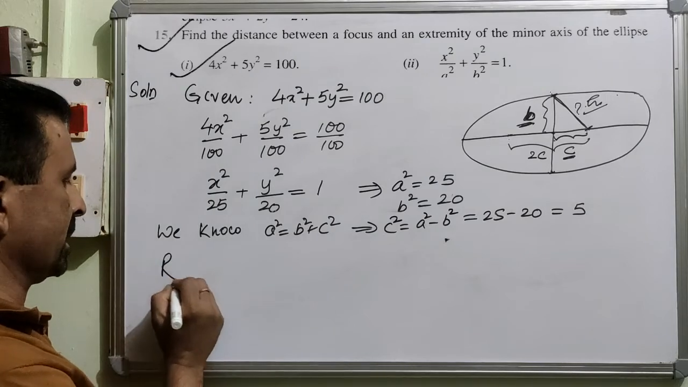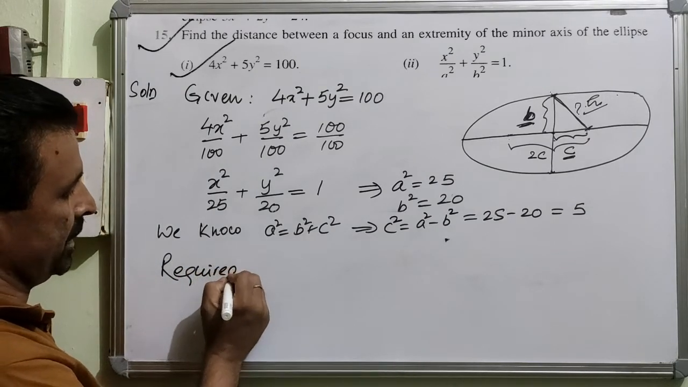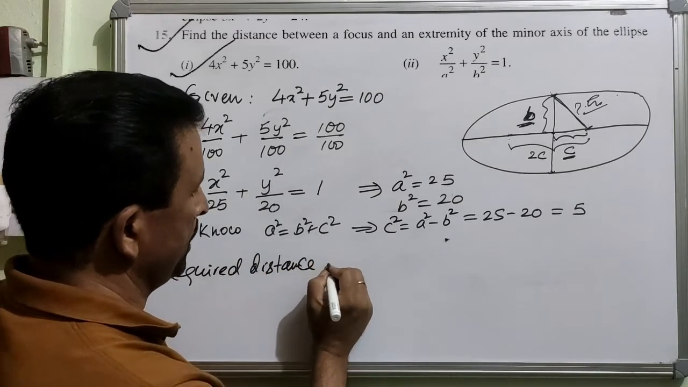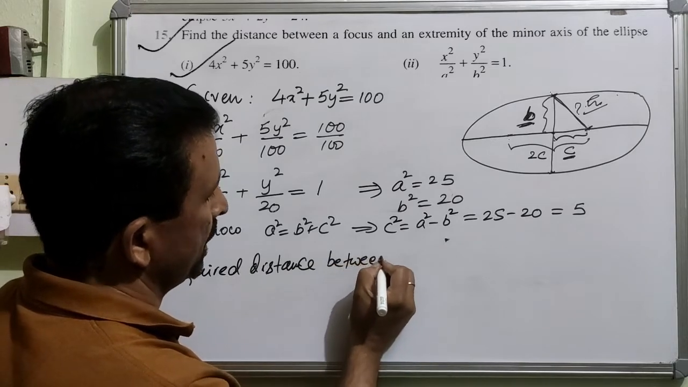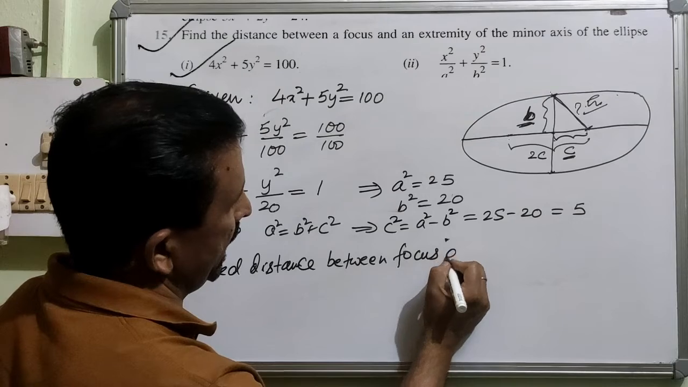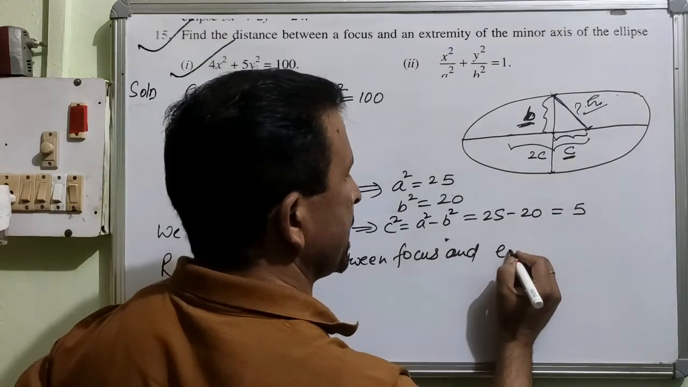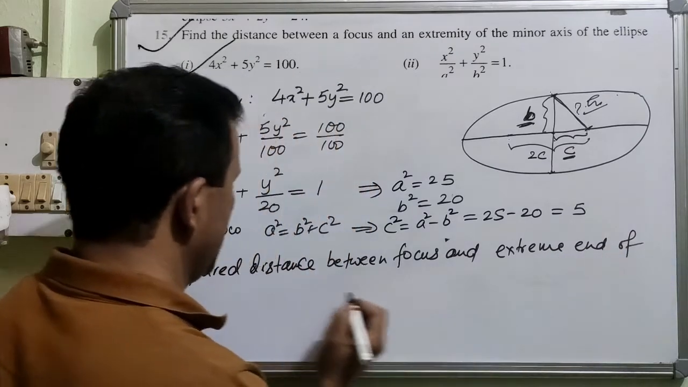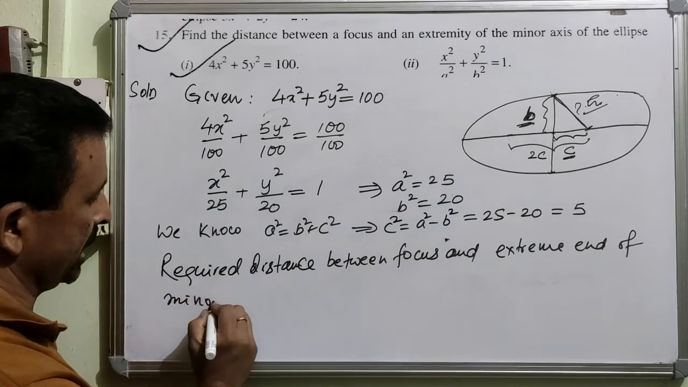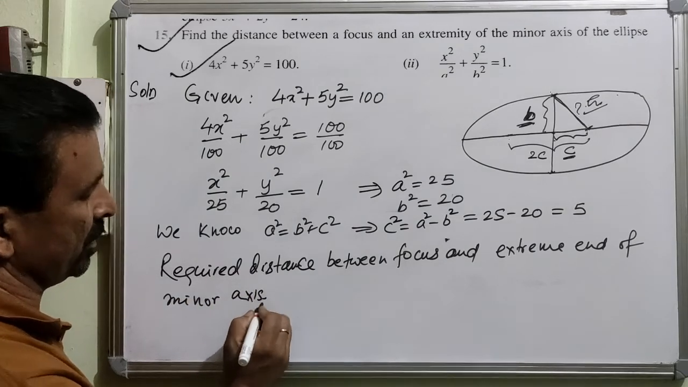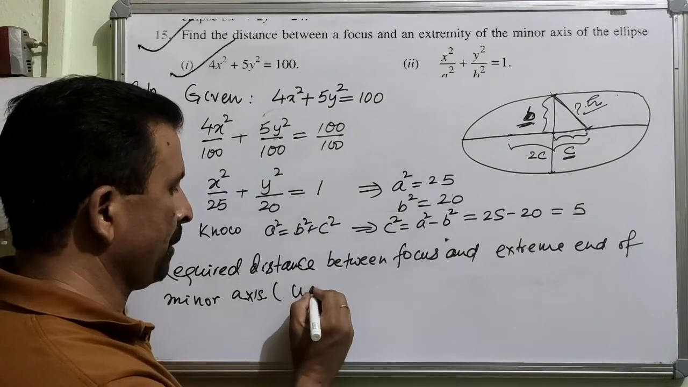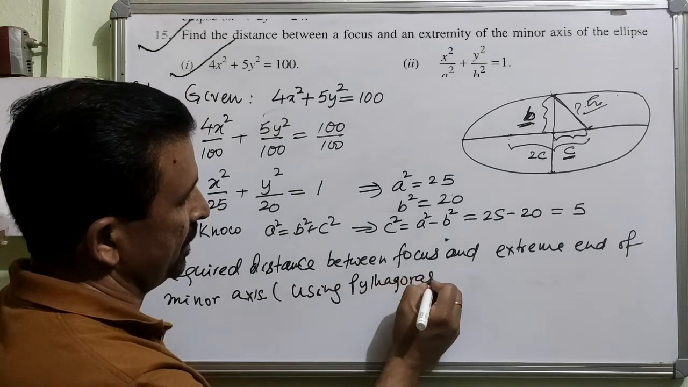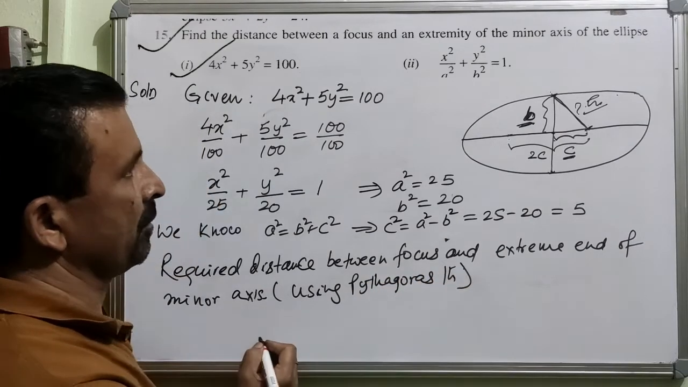So therefore the required distance between the focus and the extreme end of the minor axis, we can calculate using Pythagoras theorem, right? Using Pythagoras theorem. Right? So what will it be?